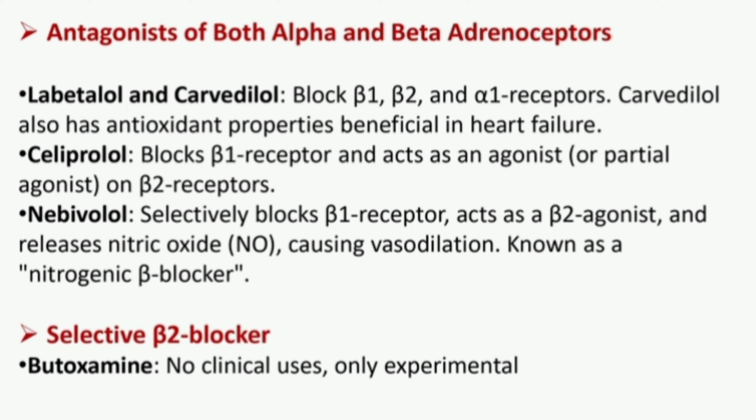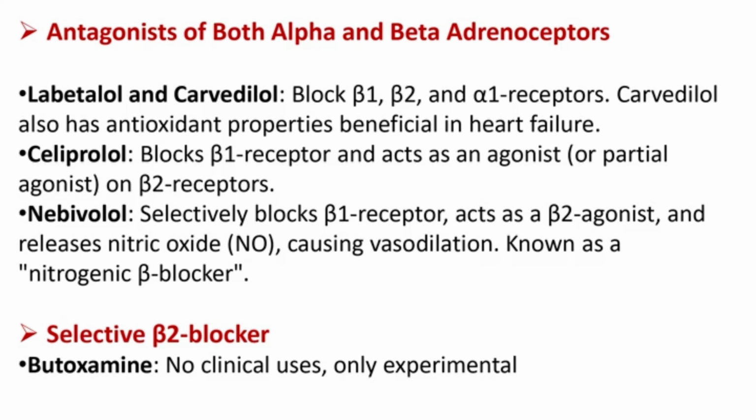And next one is celiprolol. Celiprolol mainly blocks the beta 1 receptor, and it acts like a partial agonist on beta 2 receptors. Next drug is nebivolol. Nebivolol selectively blocks the beta 1 receptor, and it also acts as a beta 2 agonist, and it releases nitric oxide, so it's causing vasodilation. It's known as a nitrogenic beta blocker. Nebivolol is also known as a nitrogenic beta blocker.